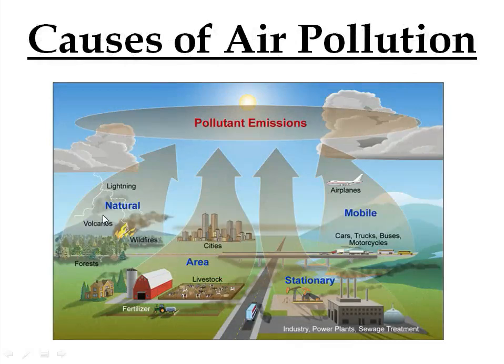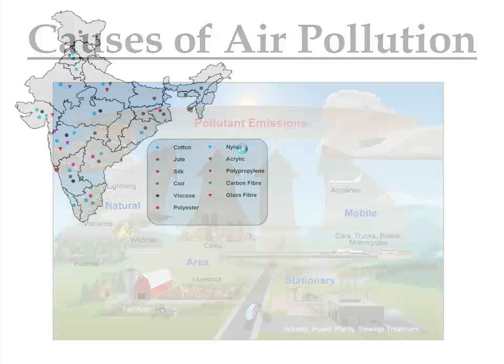Causes of air pollution, just to revise: natural forest fires, lightning and volcanoes are the natural causes. Then depending on the area, all these cities, farming activities, rural and urban activities, then industrial activities, then transport activities, all of that leads to the emission of air pollutants.